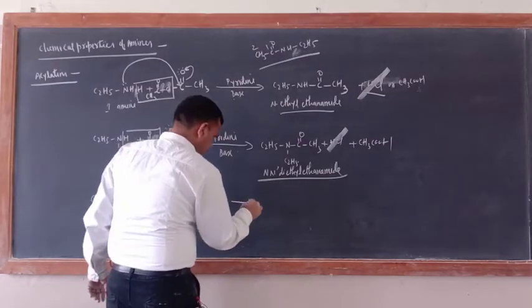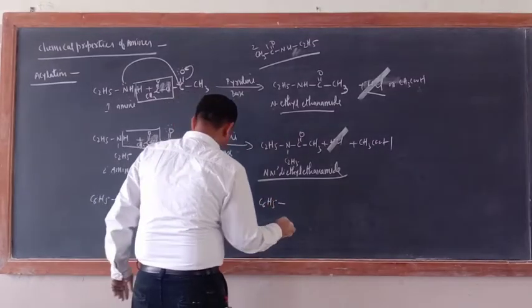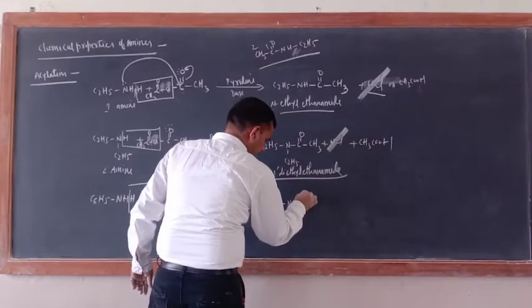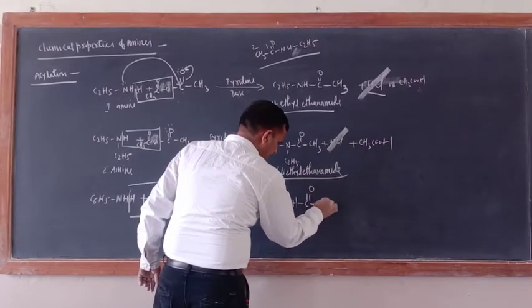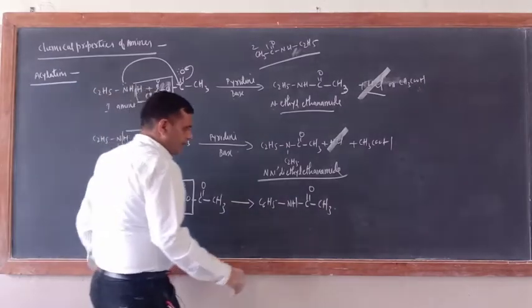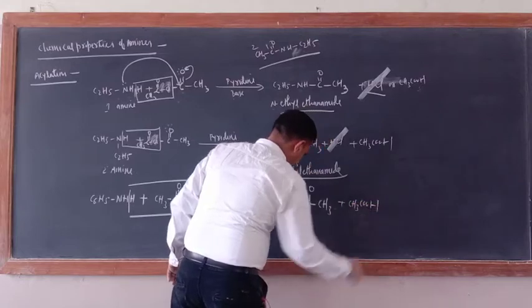Now what is the product here? The product is C6H5, NH, and here C double bond O, CH3. Correct? Yes, you can check. Plus here what would be there? CH3, C double bond OH.